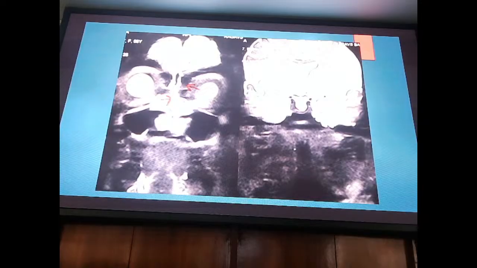In extreme cases or in later stages of this problem, you will see hydrocephalus also, which may or may not always be present, but that is the fifth sign. When it is present, you will obviously have the other four signs.